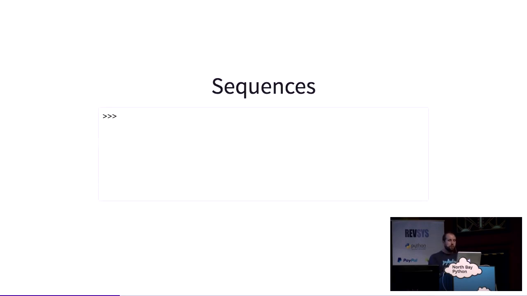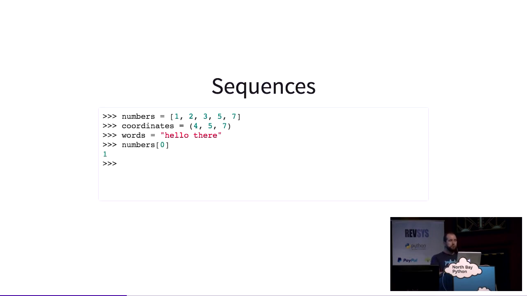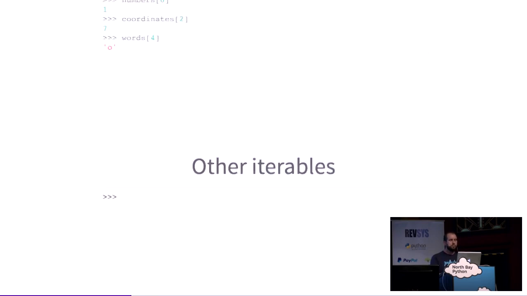Sequences are a very common type of iterable. Lists are sequences, tuples are sequences, and strings are sequences. Sequences are iterables which can be indexed starting from zero and ending at one less than the length of the sequence. Lists, tuples, strings, all sequences can be indexed this way. So iterables are anything that can be iterated over. Sequences are one type of iterable that has some extra functionality here. And we see sequences all over in Python.